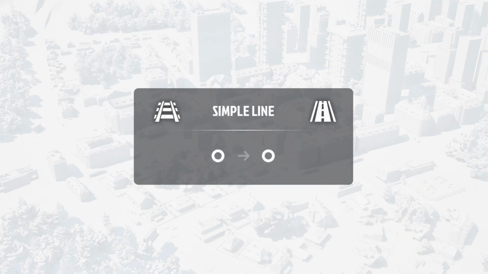Simple lines consist, first and foremost, of only two stops. They are perfectly suited for your base transportation network or for delivering end products to shops. They are also incredibly quick to set up. Let's check them out.